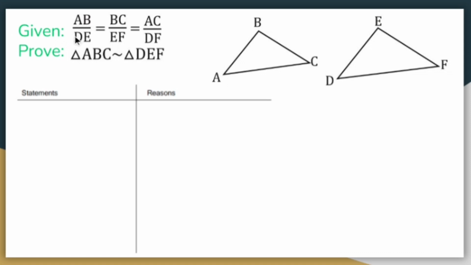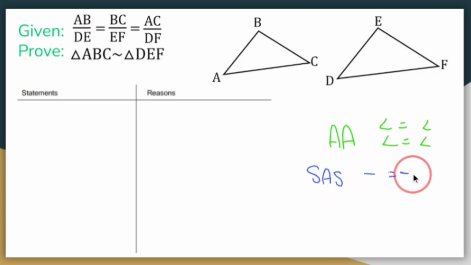Given AB over DE equals BC over EF equals AC over DF, I need to prove that these 2 triangles are similar. There are 3 ways you can prove that triangles are similar. You could use the angle-angle method: if you can show that 2 angles are congruent and 2 more angles are congruent, I could use the AA method. I could also use the SAS method. The SAS method says that if you can show that 2 sides are proportional to each other, side over side equals side over side, and that 2 angles are congruent, then you have SAS.